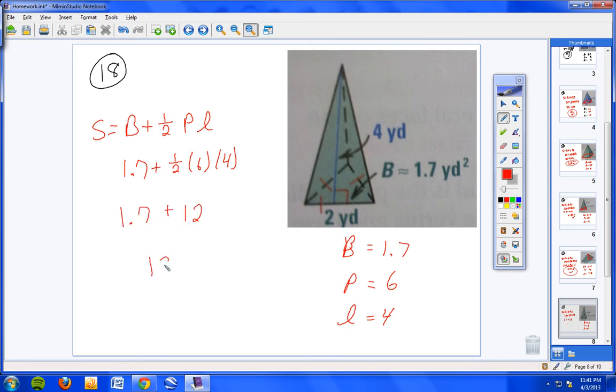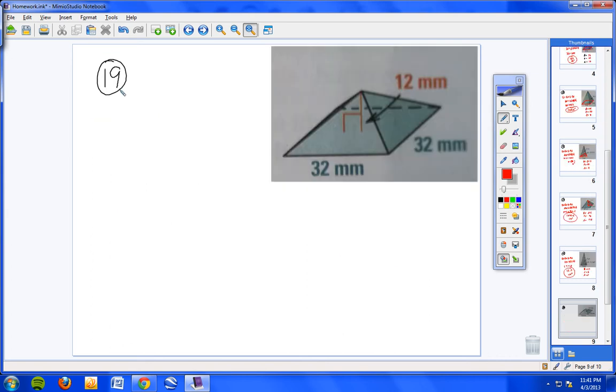So your answer should be 13.7 square yards. Okay, that would be the surface area for number 18. Going on to number 19, and let's find the surface area of this pyramid. We need our B, our P, and our L.